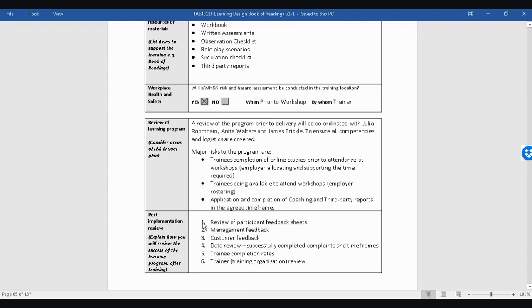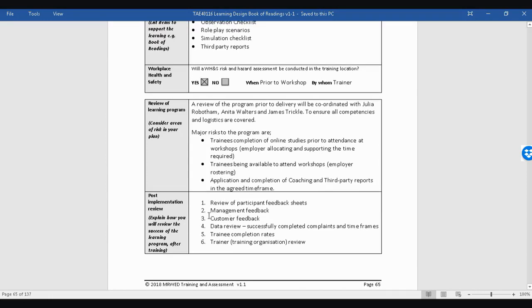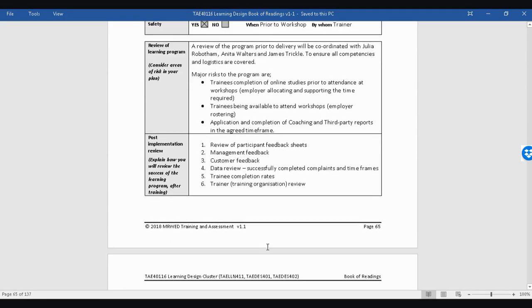And then a post-implementation review. So after the learning program has actually been delivered, what are some of the things that you're going to look at? How are you going to do it? In this case here, there's lots of ideas as to how that post-implementation review is going to take place.